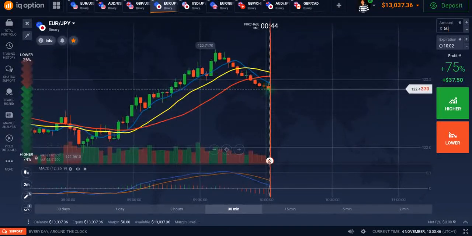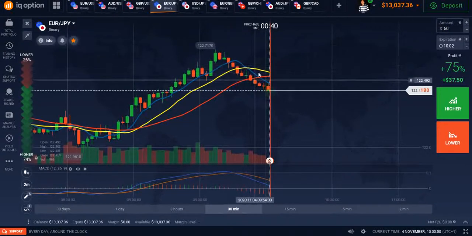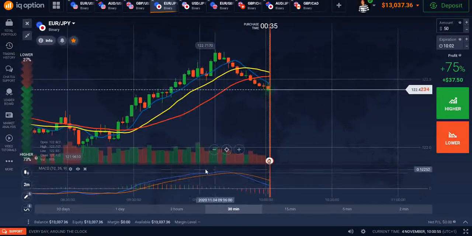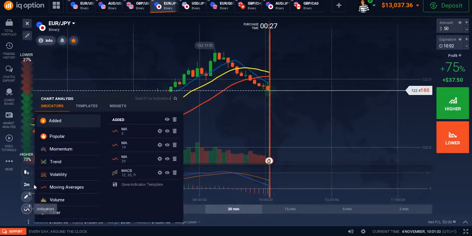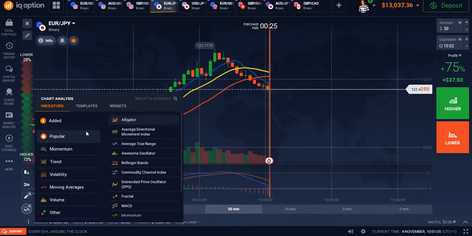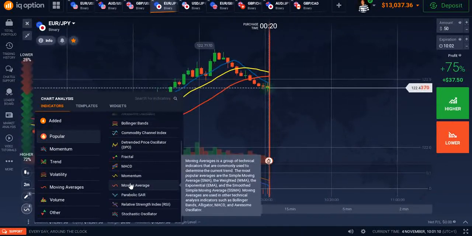This is the way your platform will actually look. It may not have these three moving average indicators, and this MACD down here, but this is how to set it up. You come to your indicators here, click on indicators, go to popular, then go down and search for moving average. You have to set this moving average three times. I'll show you the numbers.